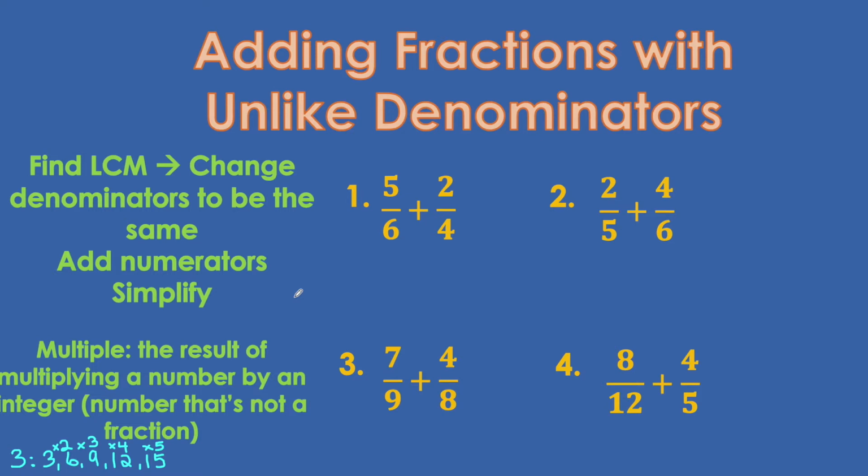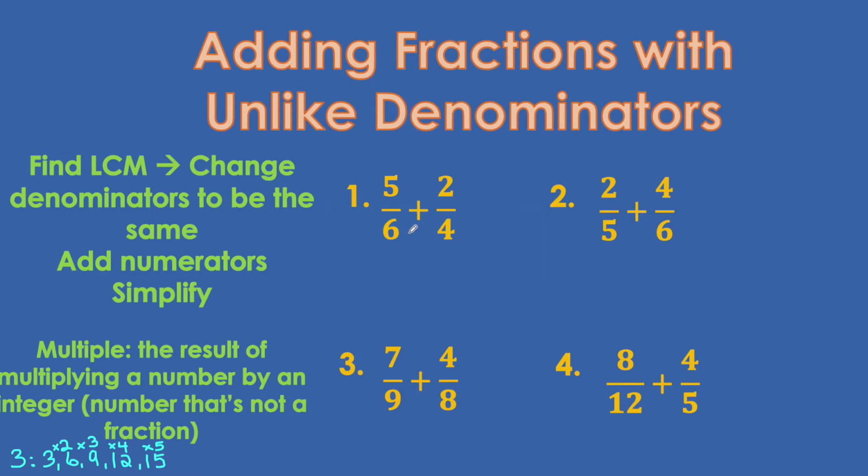So let's look at our very first example, which is 5/6 plus 2/4. The first step when we're adding fractions with unlike denominators is to find the LCM, the least common multiple, which is just what we talked about before. Look at the larger denominator between the two on the bottom here, between 6 and 4, which would be 6. Then you think, is 6 divisible by 4? It isn't. So then you move on to the next multiple of 6, which would be 12.